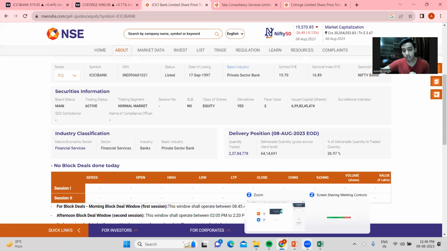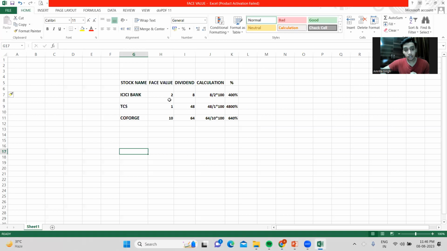If you want to calculate these numbers in percentage, how much percentage of dividend is given by ICICI Bank to their traders, again, the face value is 2 rupees, the dividend is 8 rupees per share. You're going to divide the dividend by the face value, 8 upon 2 into 100. So 400% is the dividend given by ICICI Bank to their traders, which is 8 rupees per share with the help of the face value of 2 rupees.